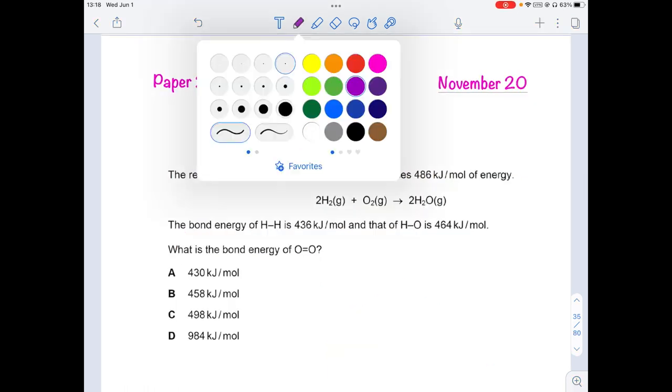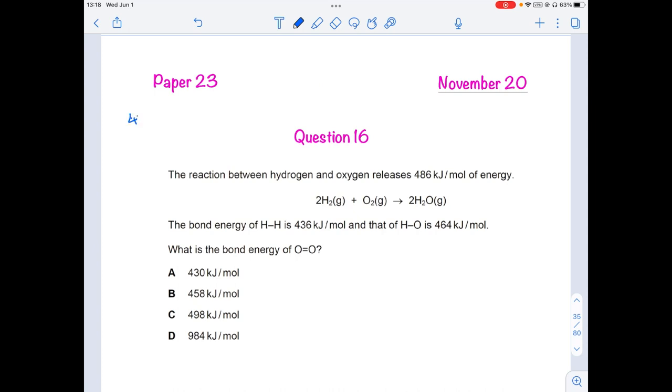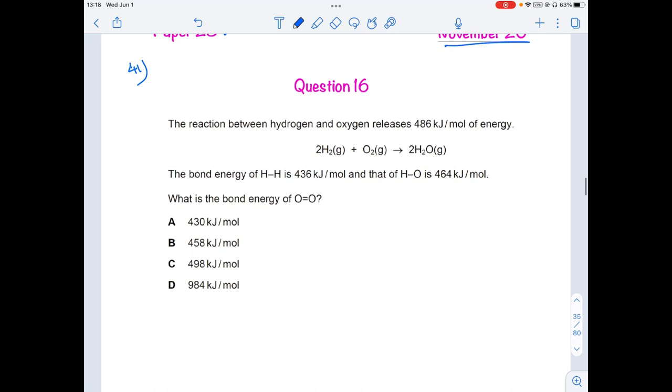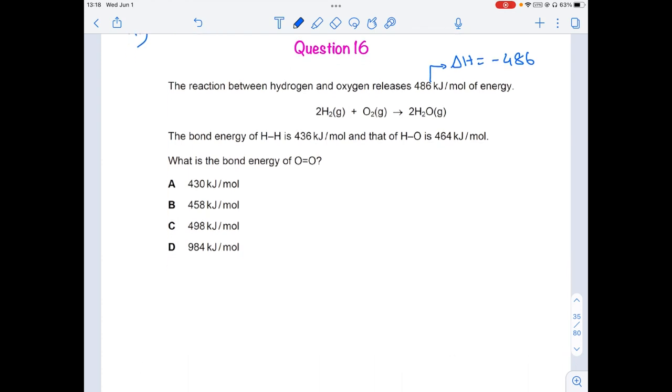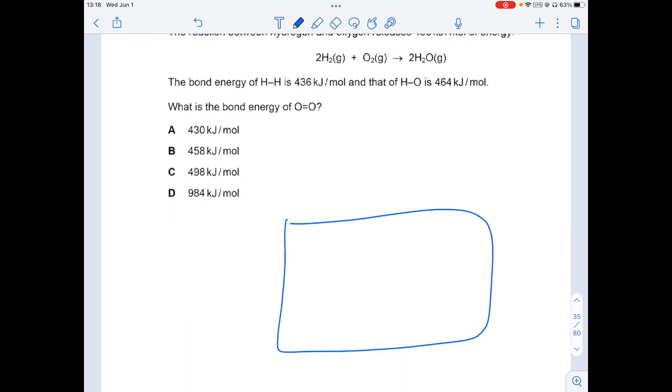Coming to the next question, question number 41 from November 2020, paper 23, question number 16. The reaction between hydrogen and oxygen releases 486 kilojoules per mole. Releases means delta H equals minus 486, not plus 486. The bond energy of H-H is given and O-H is also given. Find the bond energy of O double bond O. So we have to make a table over here.